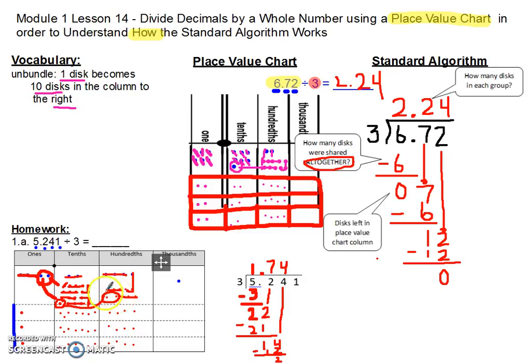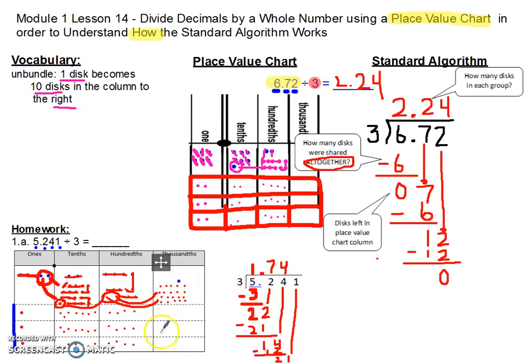So now I'm going to ask myself, how can I keep sharing? And that is to unbundle. So that 1 will become 10 over here. And this next one will also become 10. And if I drop down my 1 in my standard algorithm, I will have 21, which should match how many discs I have in my place value chart, which it does.